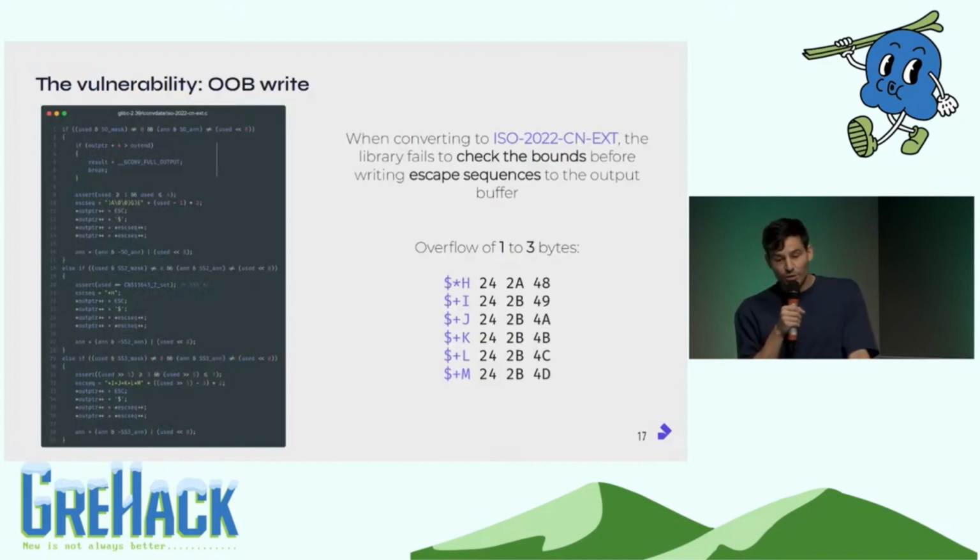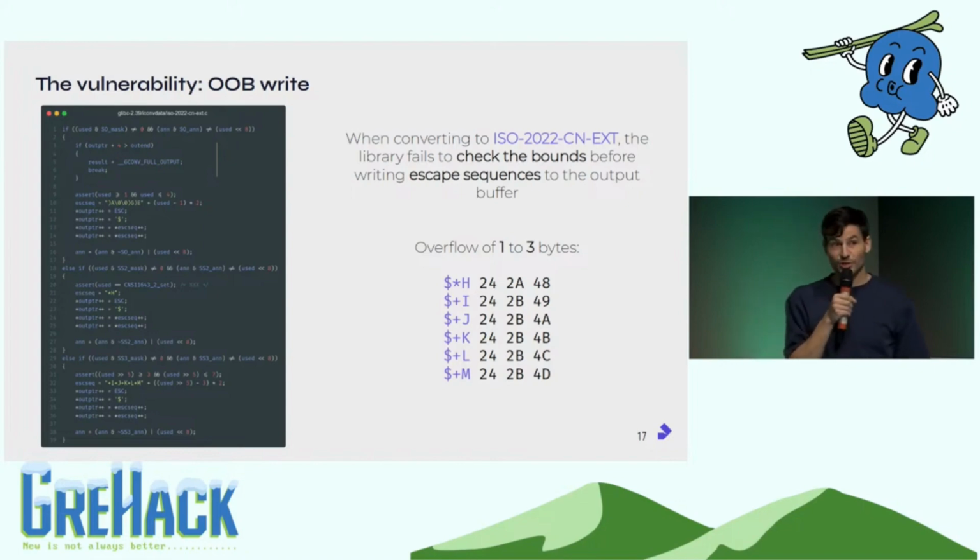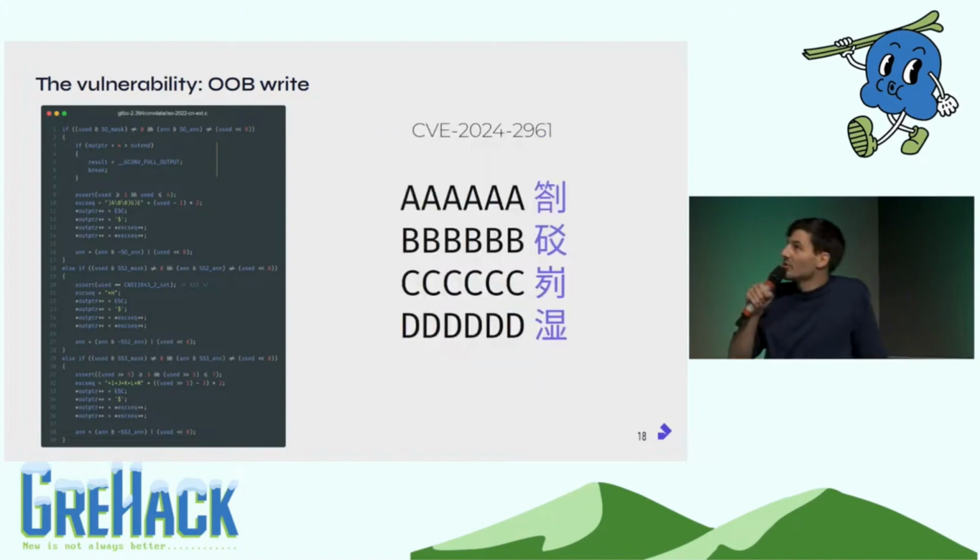Well, it turns out that when you convert to ISO-2022-CN-EXT, which is a Chinese character set that you probably never heard of, I didn't, it may sometimes fail to check the bounds before it issues some escape sequences. And the result for an attacker is that we may get an overflow of 1 to 3 bytes, but we don't really control the bytes that the overflow consists of. We can get only one of the 6 values here. So we may have like $*H or $+I or $+J, etc., but that's only one of the 6 values. So it's a bug, but it's not that good. Just to give you an idea, those are the characters that may actually trigger the overflow. Those are Chinese characters. I have no idea what they mean, but yeah, they give you an overflow.